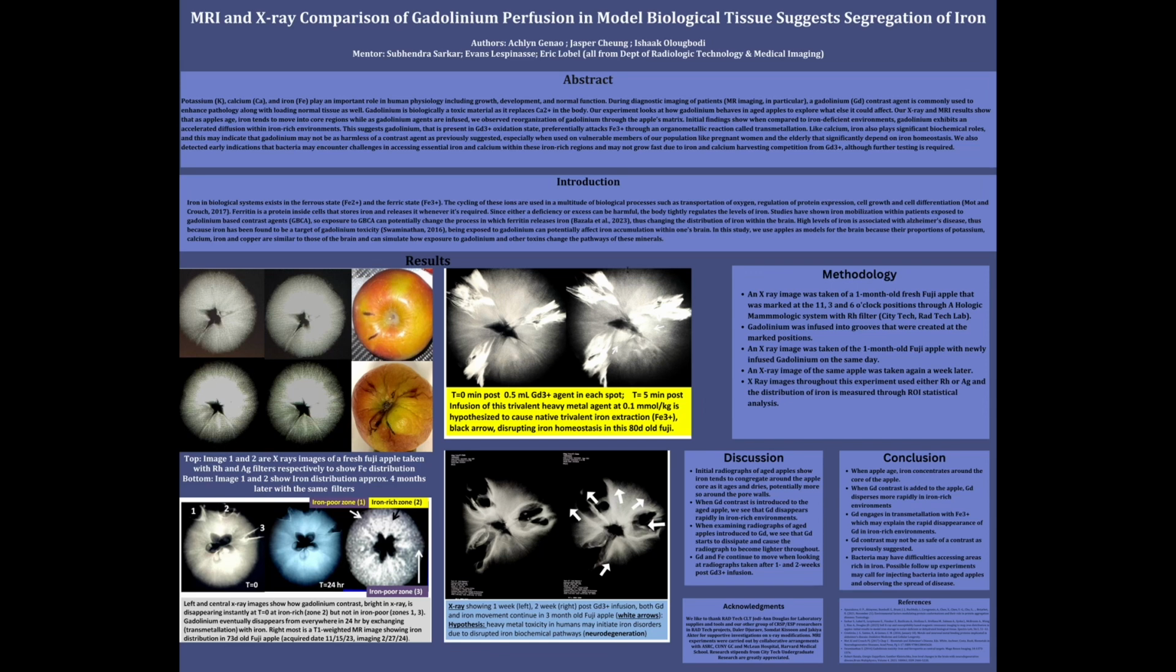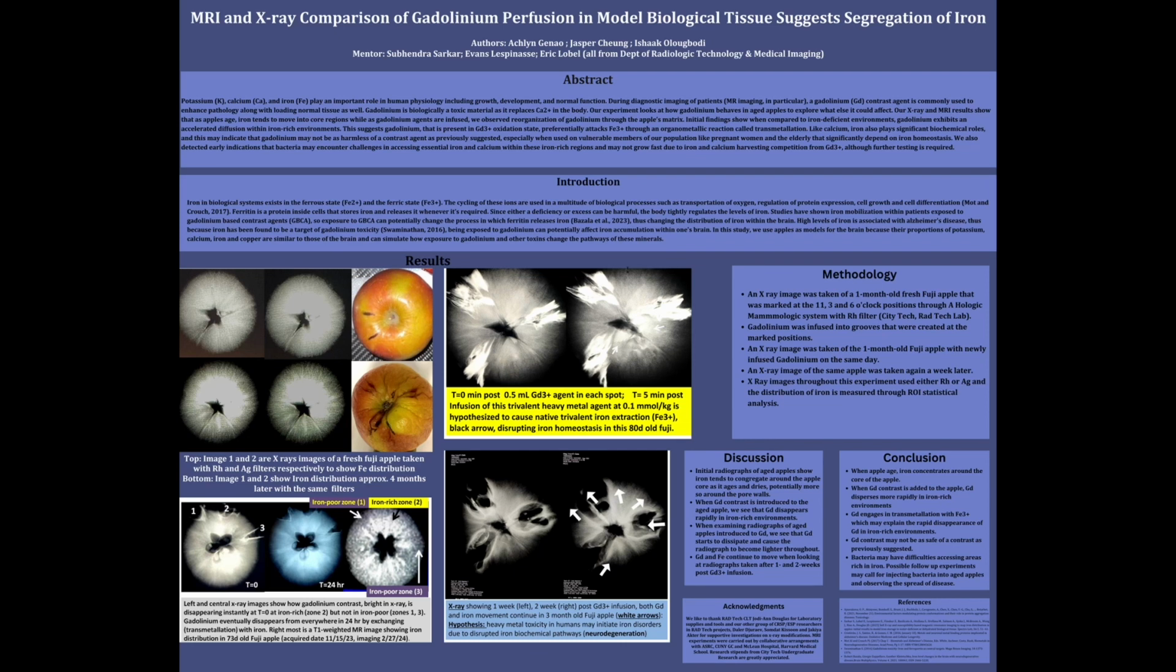From these results, we can see that as the apples age, the iron concentrates around the core of the apple. When gadolinium contrast is added to the apple, we see a difference in the disappearance of gadolinium between the iron-rich regions and iron-poor regions. It is believed that gadolinium engages in transmetallation with ferric iron, which may provide an explanation for the rapid disappearance of gadolinium. This suggests gadolinium may not be as safe of a contrast agent as we had previously thought.